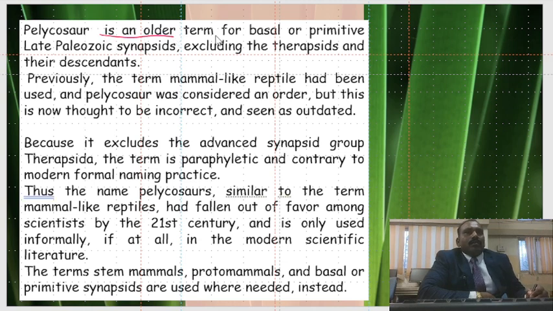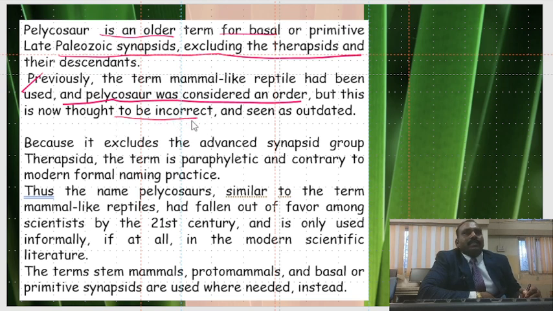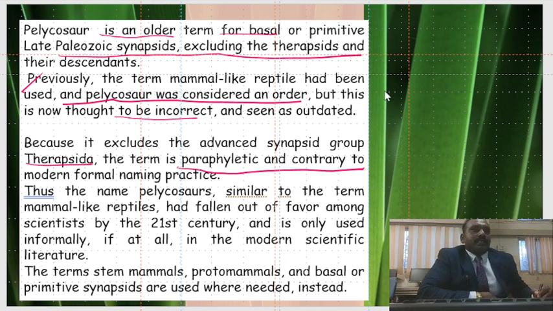Pelycosaur, in older terms, means basal or primitive late Paleozoic synapsids, excluding the theropsids and their descendants. Previously, the terms mammal-like reptiles and pelycosaurs were used, and Pelycosauria was considered an order, but this is now thought to be incorrect and outdated because it excludes the advanced synapsid groups and Theropsida. The term is paraphyletic and contrary to modern formal naming practice.